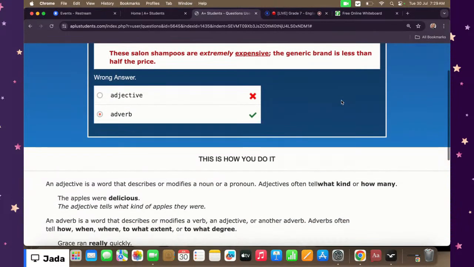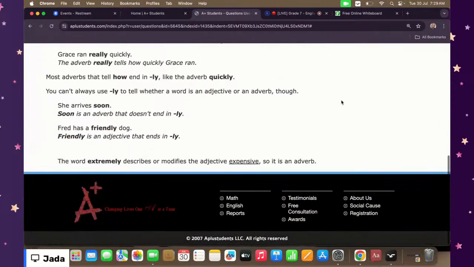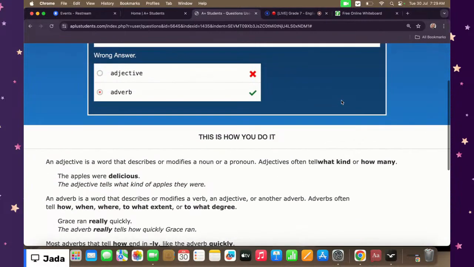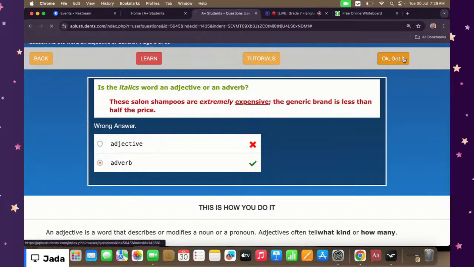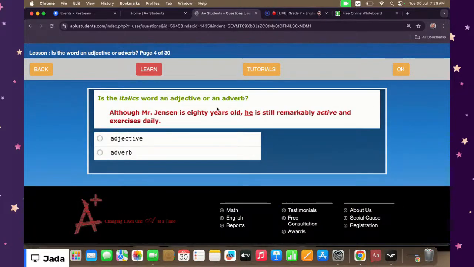So we clicked on the adjective and then it's wrong. So now take note that if you get anything wrong, you have to make sure that you scroll down and see the explanation. Please do not just move on forward without knowing why it's wrong. All right? Although Mr. Johnson is 80 years old, he is remarkably active. So this was what? Okay. What's going to be the answer for this one? What would be?